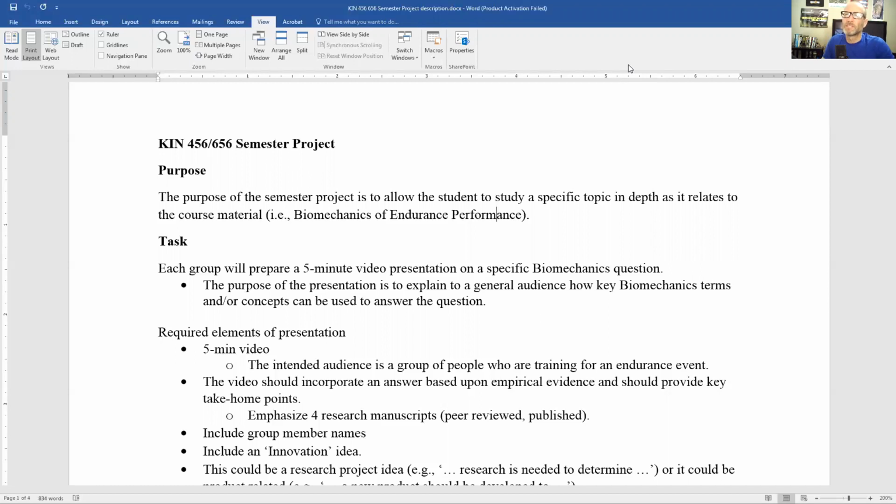So let's go through the project. The purpose of the semester project is to allow you to study a specific topic in depth as it relates to the course material, that is biomechanics of endurance performance. So I really want you to find a topic, and I'm going to show you which topics you can choose from, and then say, oh, that really seems interesting, and then really do a deep dive on understanding how to apply biomechanics to understand that topic.